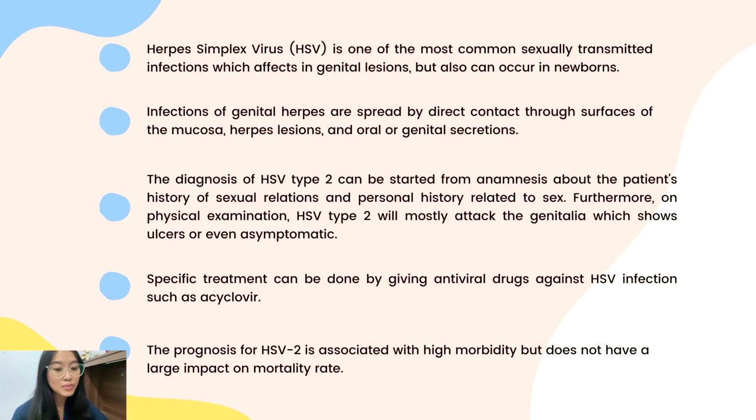The diagnosis of HSV type 2 can be studied from anamnesis about the patient's history of sexual relations and personal history related to sex. Furthermore, on physical examination, HSV type 2 will mostly attack the genitalia, which shows ulcers or is even asymptomatic. Specific treatment can be done by giving antiviral drugs against HSV infection, such as acyclovir. The prognosis for HSV type 2 is associated with high morbidity but doesn't have a large impact on mortality rate.